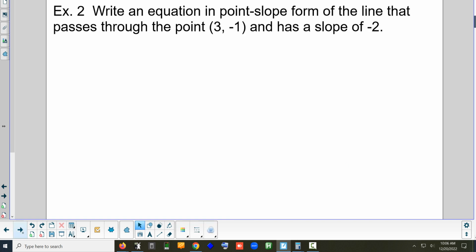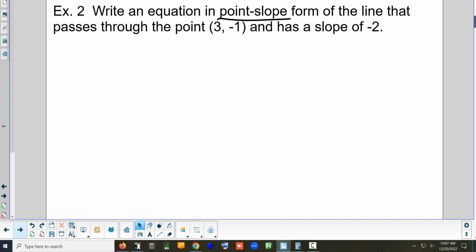Okay, so let's try. Let's try this one. Now, it doesn't say anything here about changing it to slope-intercept form. So once we get the answer in point slope, we're done. We don't have to do anything else. The first thing I usually do is I write down the formula that I need. So hopefully you'd have it on your reference sheet, because you can make one for the test, and you'd look at that formula right now.